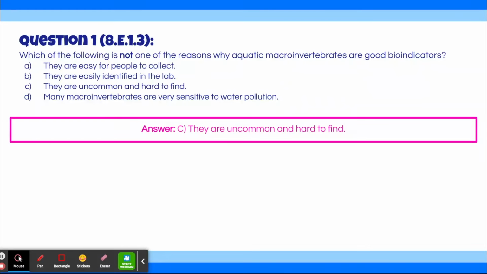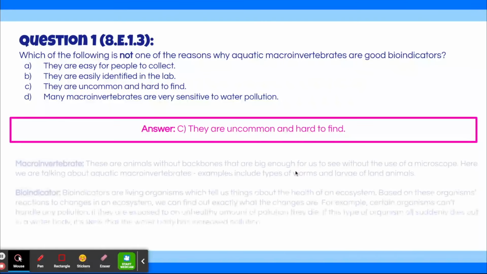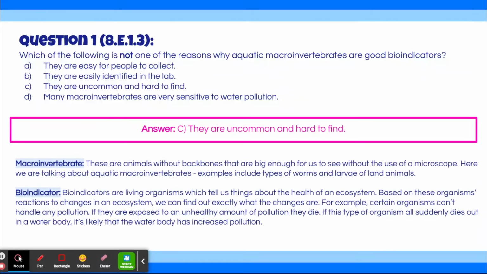So if you got that right and you entirely understood it, go ahead and skip to the next timestamp. Otherwise, let's talk about these answer choices and see how we can figure out which one is right. So, macroinvertebrates are animals without backbones that are big enough for us to see without the use of a microscope. Here we are talking about aquatic macroinvertebrates. Examples include types of worms and larvae of land animals.